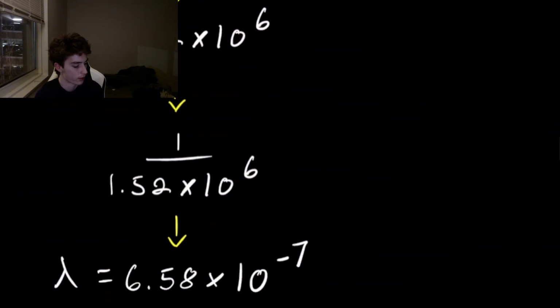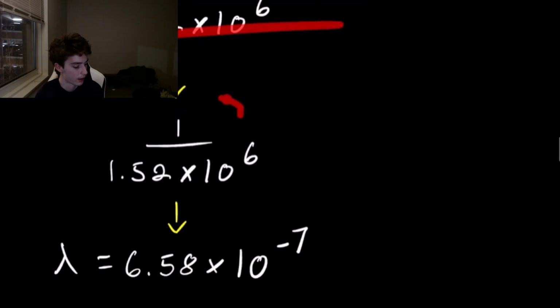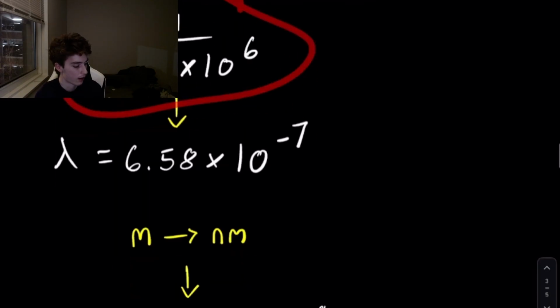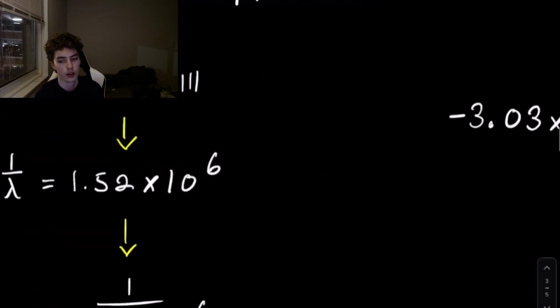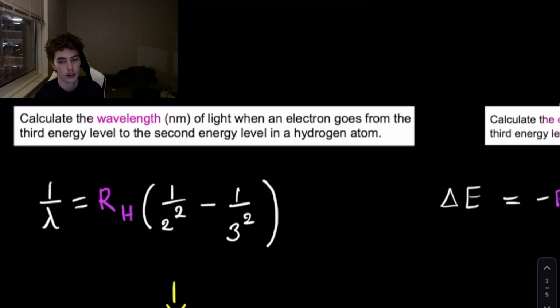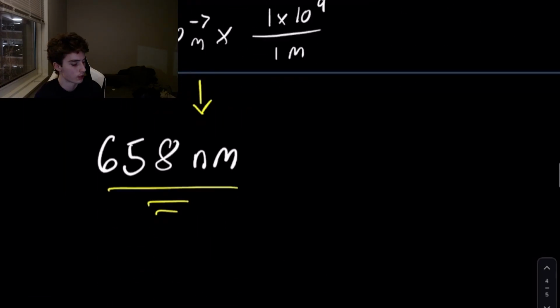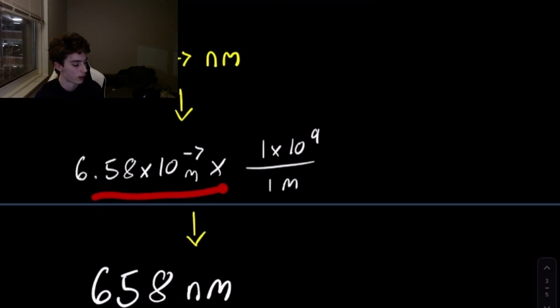So this is the wavelength. We calculated it right here. Now we're just going to divide that by 1. Now we have the actual wavelength right here. And it's asking for nanometers, okay? So all we're going to do is convert this number into nanometers using dimensional analysis.